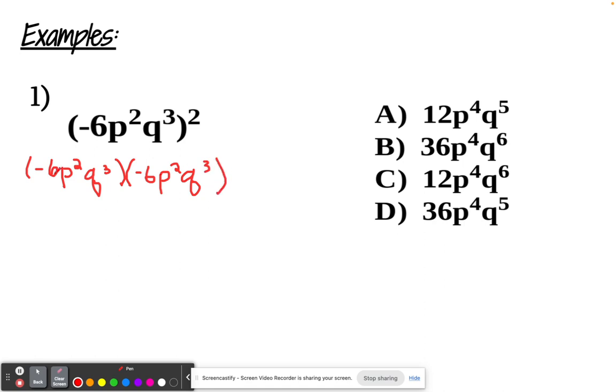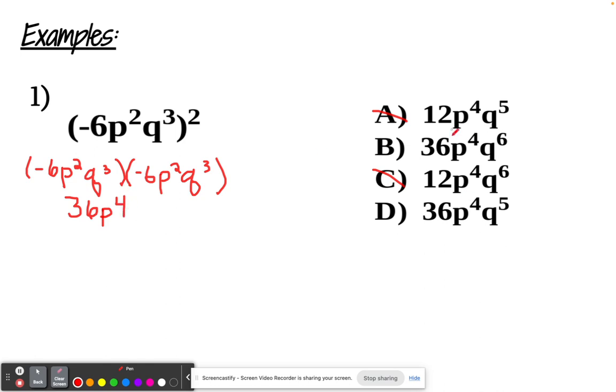So I start with negative 6. I have two of them, negative 6 to the 2nd power, which is a positive 36. So I can immediately get rid of two of these. I have p to the second power and p to the second power. 2 plus 2 is 4. So p to the fourth power.